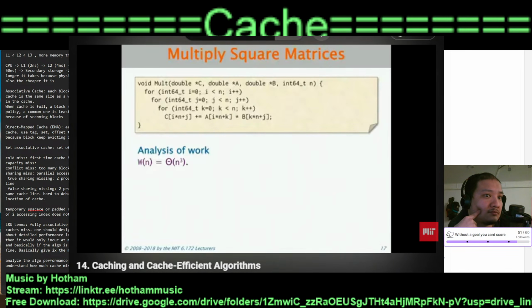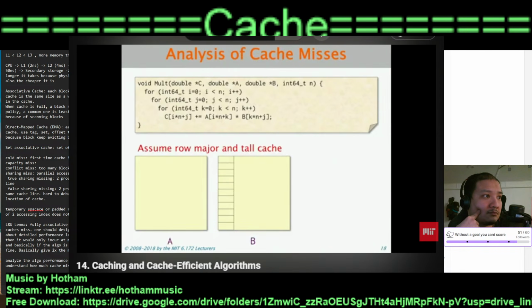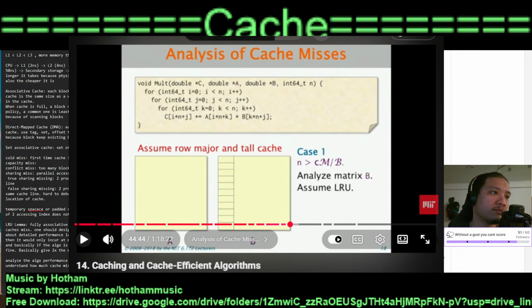Okay, so now let's analyze the number of cache misses this algorithm is going to incur. And again, we're going to assume that the matrix is in row major order, and we satisfy the tall cache assumption. We're also going to analyze the number of cache misses in matrix B, because it turns out that the number of cache misses incurred by matrix B is going to dominate the number of cache misses overall. And there are 3 cases we need to consider. The first case is when n is greater than cM/B for some constant c.